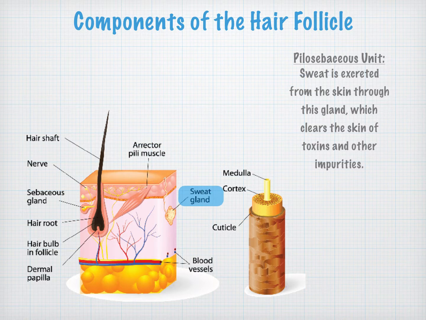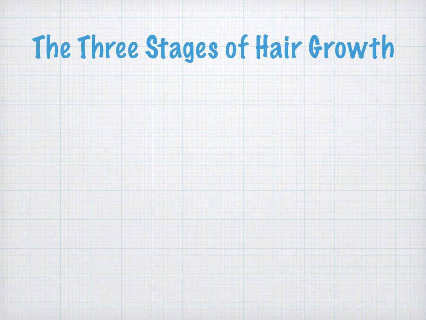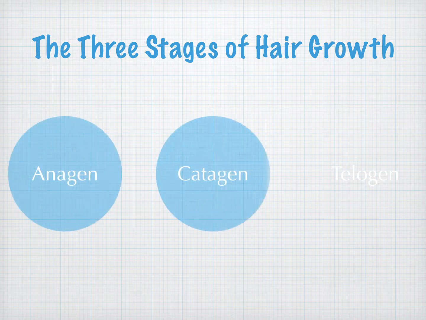Next, we have the sweat gland, which secretes sweat to clear the skin of any toxins or other impurities. Now that we understand the components of the hair follicle, we can begin the cycle of hair growth. This cycle is separated into three stages: anagen, catagen, and telogen.